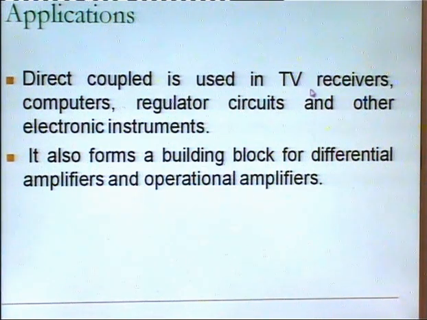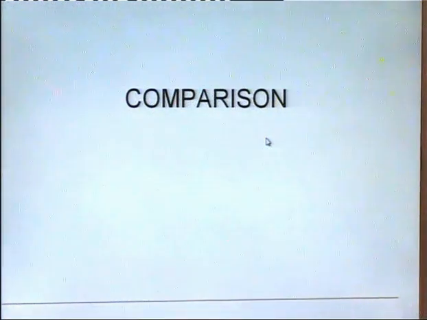It is used in TV receivers, computers, regulator circuits and other electronic instruments. It also forms a block for differential amplifiers and operational amplifiers. Now we have discussed in detail three types of amplifiers. One is your RC coupled amplifier, second is your direct coupled, and third is your transformer coupled. Now let us have the comparison between these three types of amplifiers.